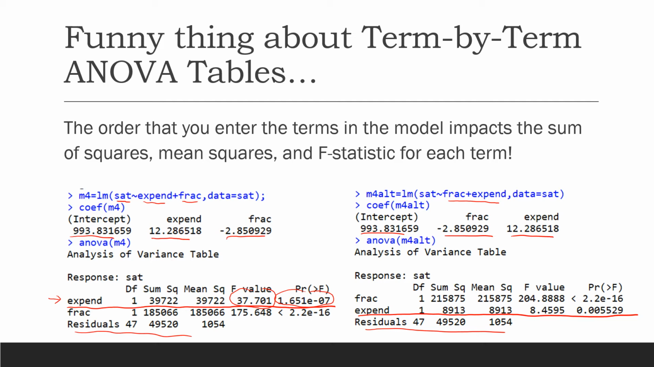On the other hand, the sums of squares for frac are much smaller here in the model where it was entered second than they were in the model where it was entered first. And similarly, the F statistic is smaller in that situation as well. So this is one of the strange things about term by term ANOVA tables: although it's not going to change how your model is fitting, what the fitted values are or what the residuals are, it is going to change the term by term ANOVA table that you get, depending on whether I enter frac plus expend or expend plus frac.